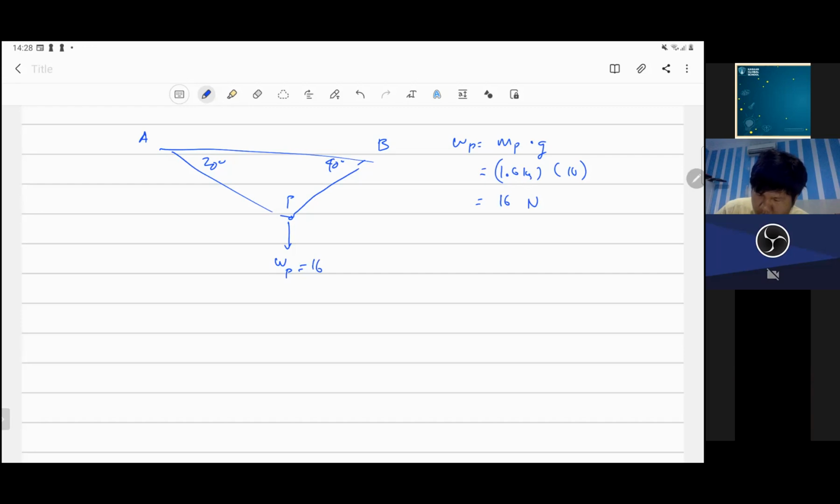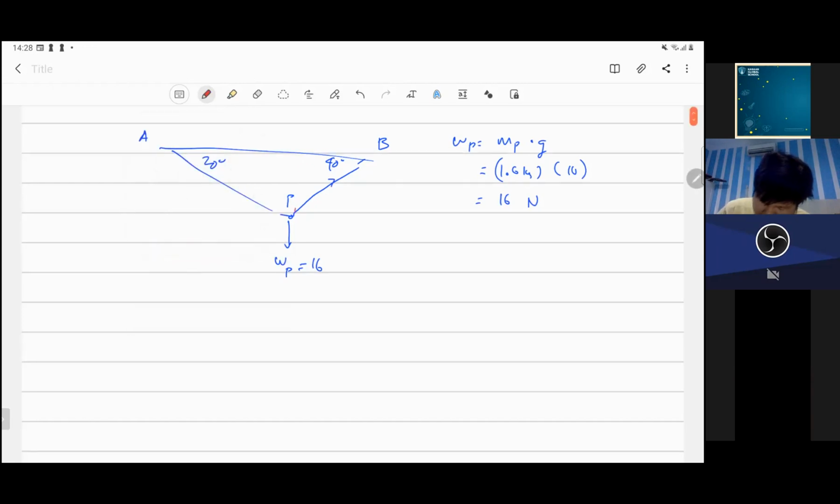Okay, now the tension in B, if we see from P, we can break it down into the vertical part, this is tension B on the y-axis, and the horizontal part, this is tension B on the x-axis. Tension of A is going to pull it this way, and we are going to break this into tension A on the y-axis and tension A on the x-axis. Now let's break them down.